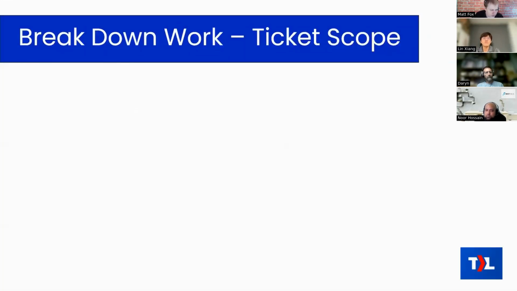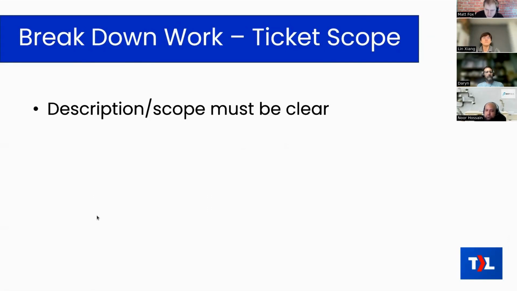Okay, so talking about the scope of a ticket. I mentioned this already: the description or the scope of a ticket must be clear. This is critically important. If you're estimating in story points and you come out with a disagreement, maybe it's because your description was not clear and people are making different assumptions. So it's really important for that to be clear.